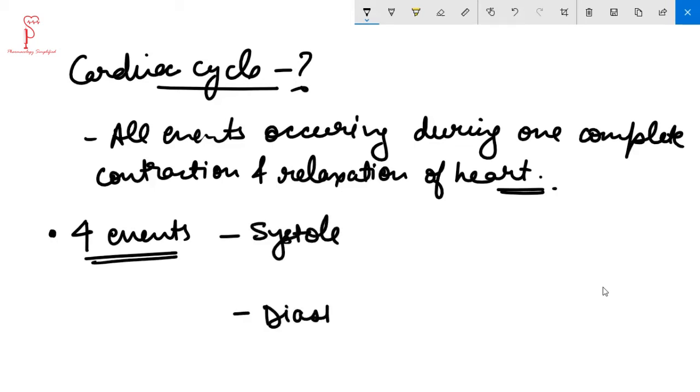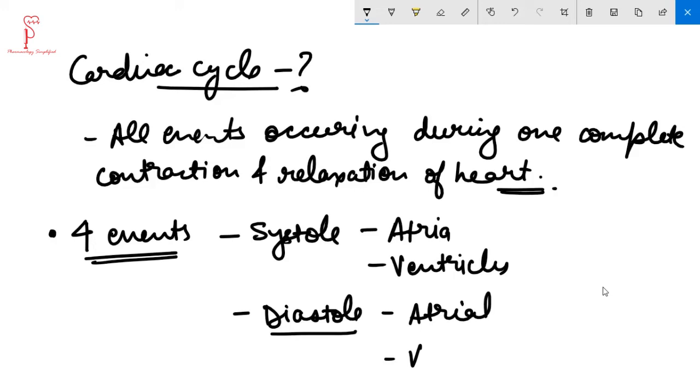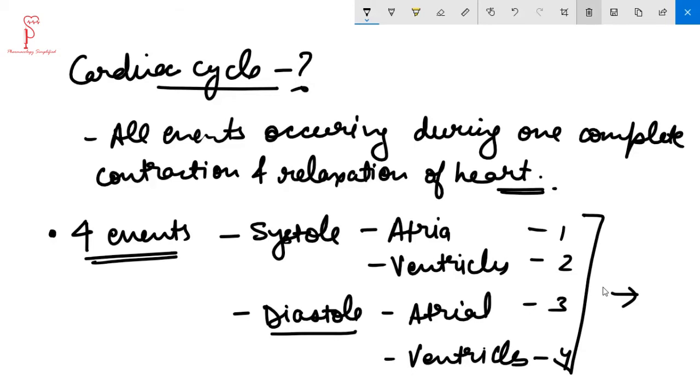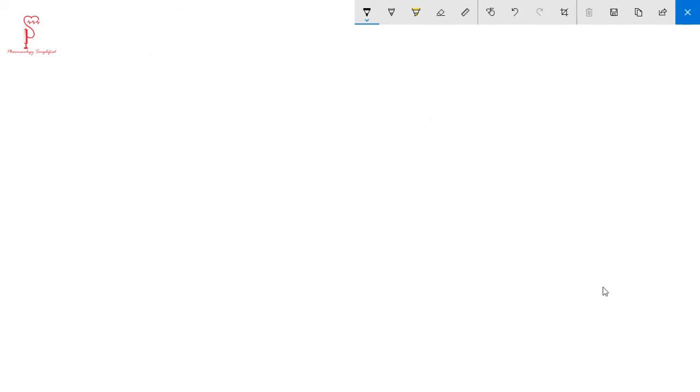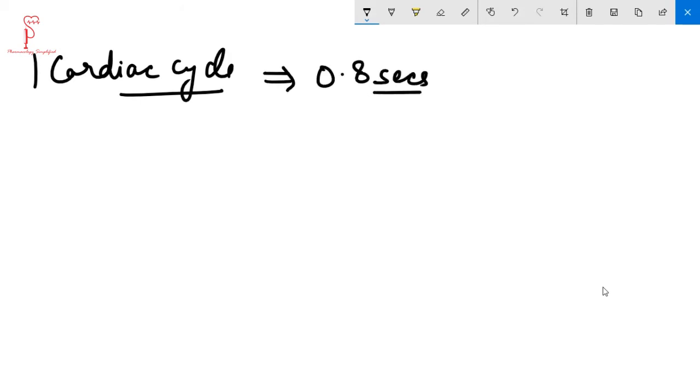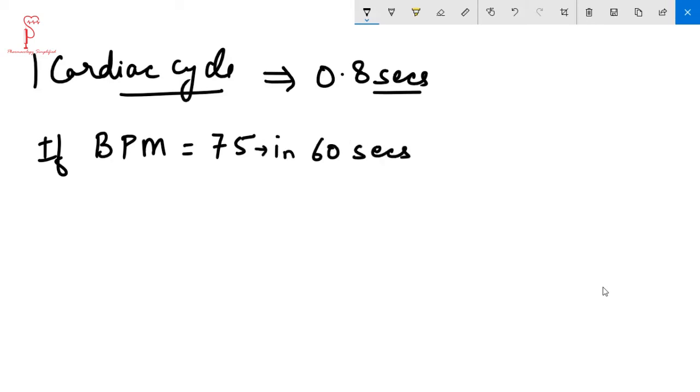So, the atria will undergo systole as well as the ventricles, and the same goes with diastole. The atria will undergo diastole and the ventricles will undergo diastole. Systole is contraction and diastole is relaxation. One cardiac cycle roughly takes about 0.8 seconds. If the heart is beating at a rate of 75 beats per minute, then 0.8 seconds would be taken for completing one cardiac cycle.